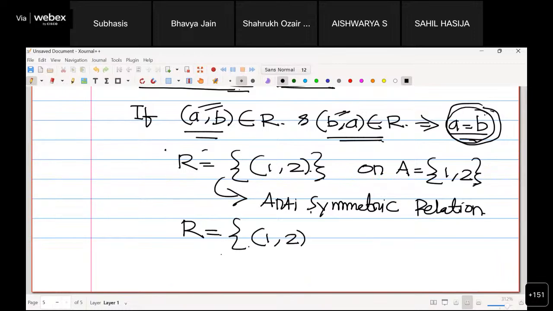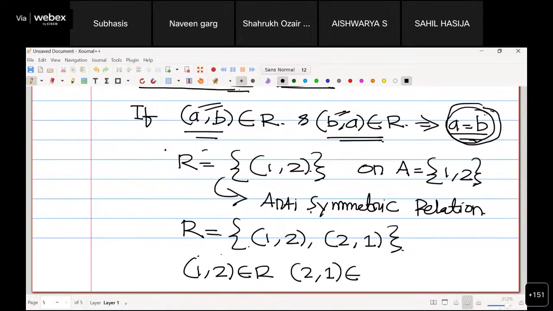Now you take (1, 2), (2, 1). Is it an anti-symmetry relation? No, sir. As you can see, (1, 2) is in R, and if I flip it, (2, 1) is in R. But you have a problem here: A is not equal to B. A is 1, B is 2. So this condition is not true for these two pairs, so that is not an anti-symmetry relation.